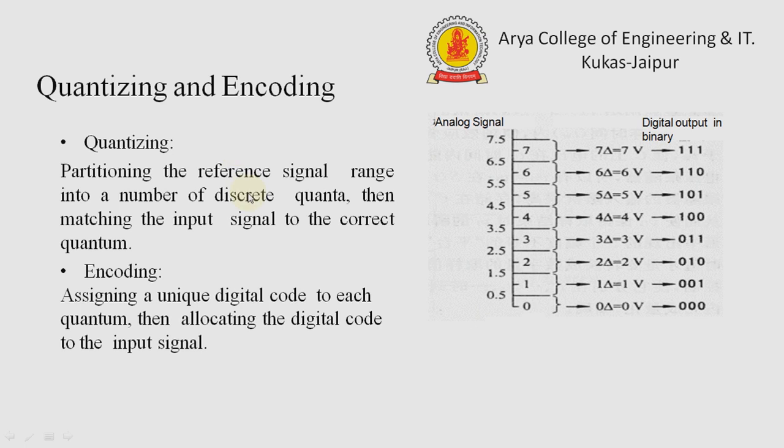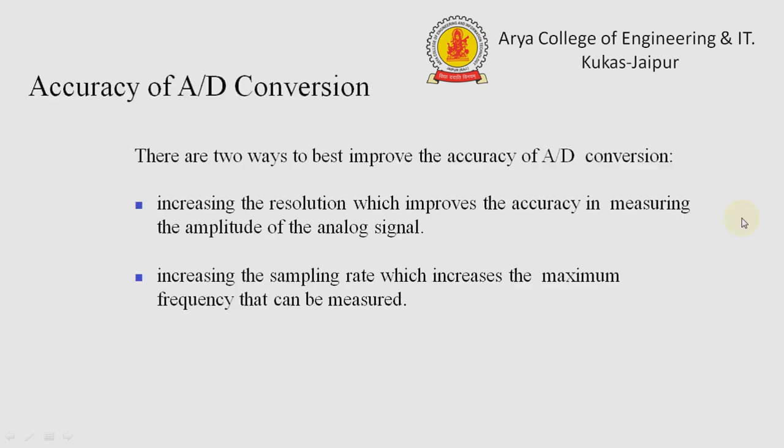So this is the quantizing and encoding process. In quantization, we partition the reference signal range into a number of discrete quanta, and then match the input signal to the correct quantum with a mathematical value. And in encoding, these quanta or mathematical values of the signal are assigned a unique digital code for each quantum. So the input signal is now encoded in a digital encoded signal.